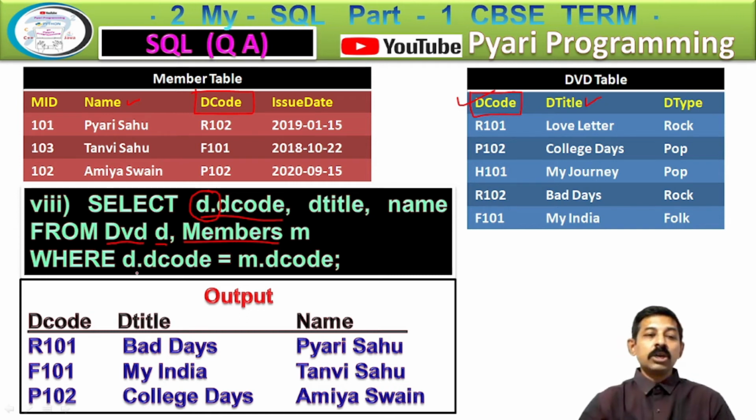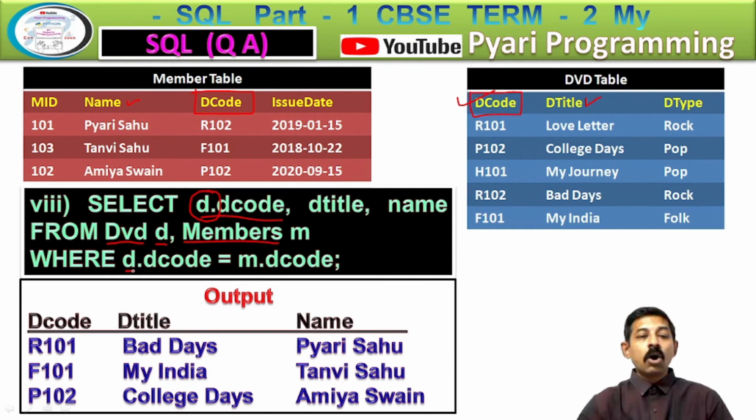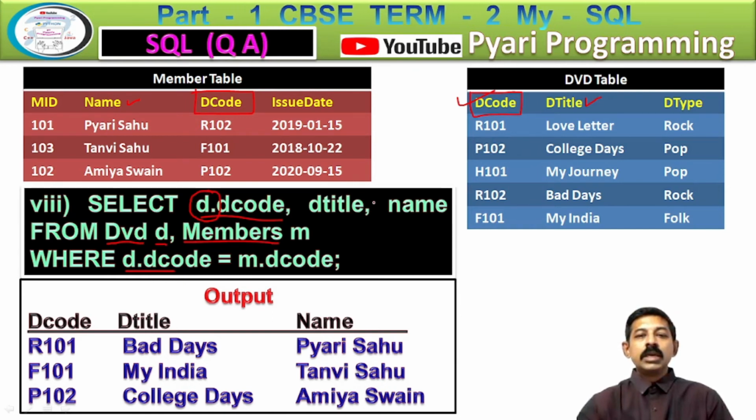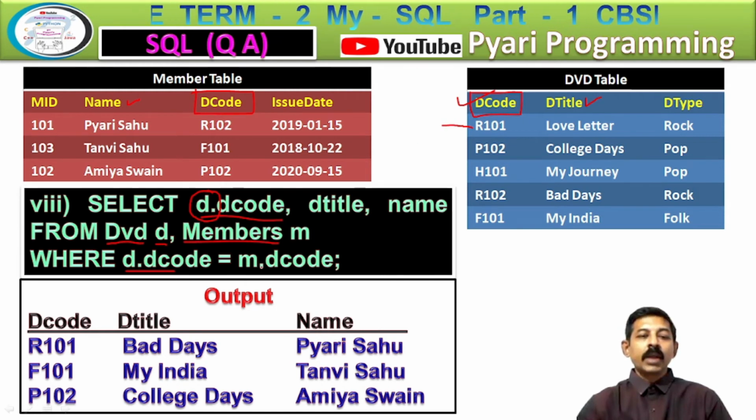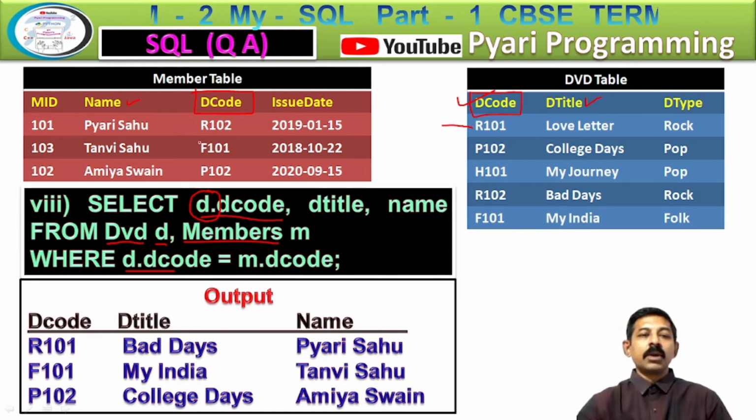Now what is the condition? The condition says D dot decode. That means compare the decode of the DVD table with what? M dot decode, the decode of the members table.